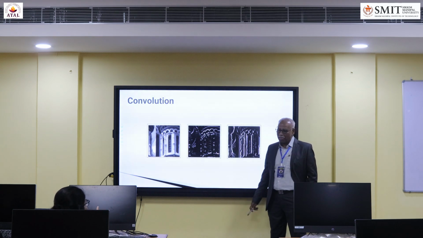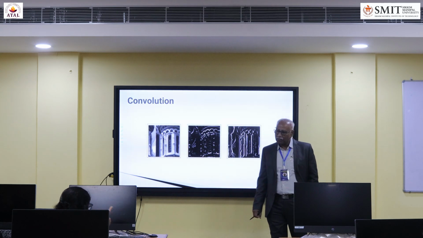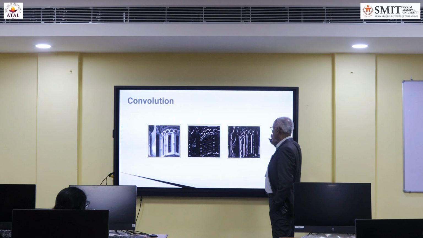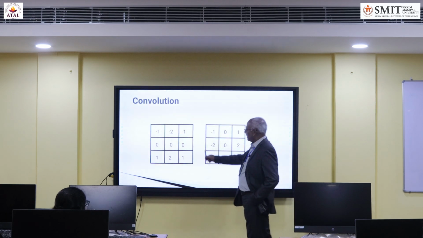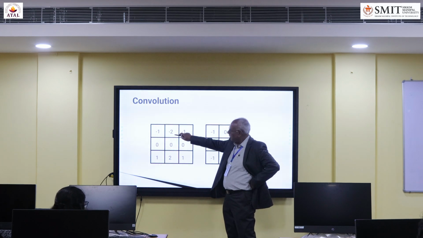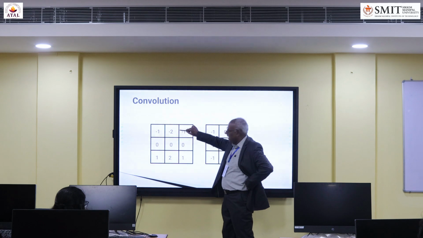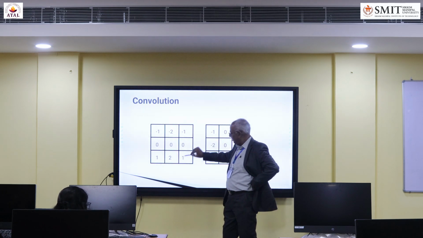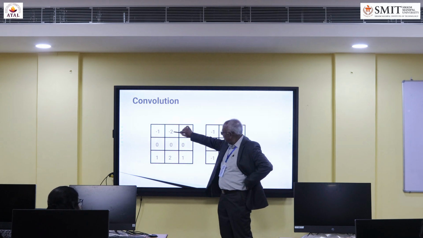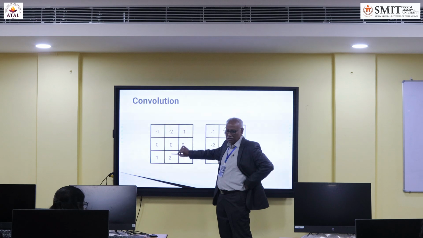Can we find out from the matrix alone which one is horizontal and which one is vertical? This is the matrix. What is it performing? This is a weighted average in the horizontal direction. This is a weighted average in the horizontal direction. This is of negative polarity. This is of positive polarity.